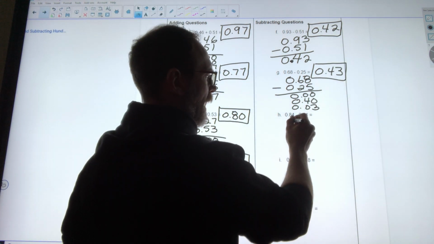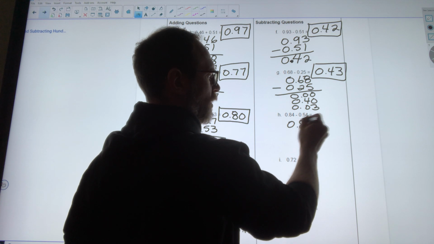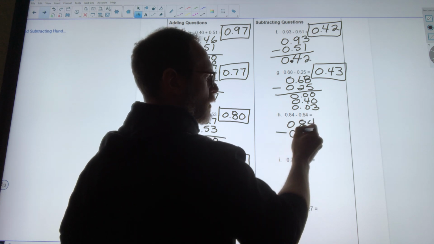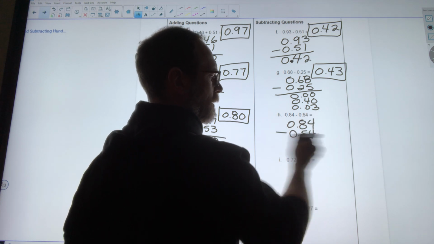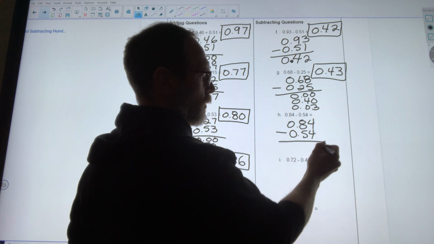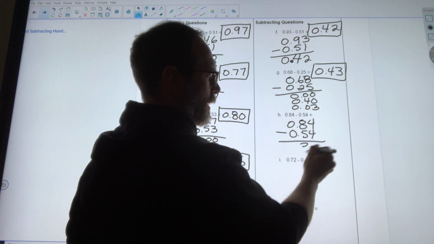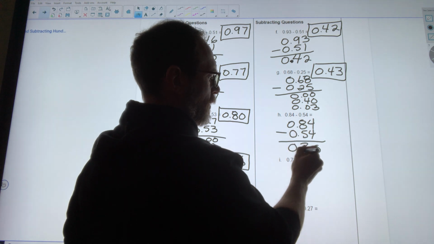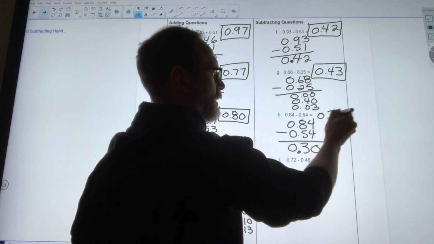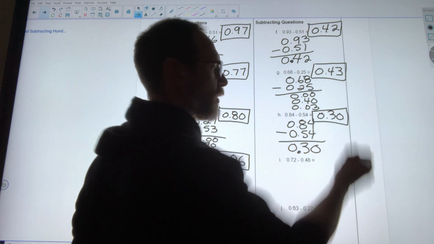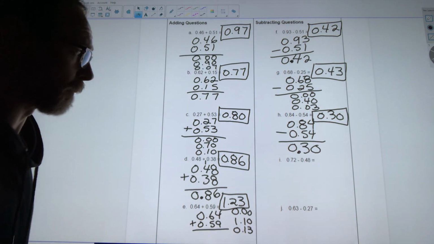0.84 minus 0.54. I'm going to do that stacking. I don't think there's any carrying to do, or sorry, any borrowing to do, but we'll start over here on the hundredths place. 4 minus 4 is 0, 8 minus 5 is 3, and 0 minus 0 is 0. That leaves me with 0.30. I could just say 0.3, by the way, with that one too.